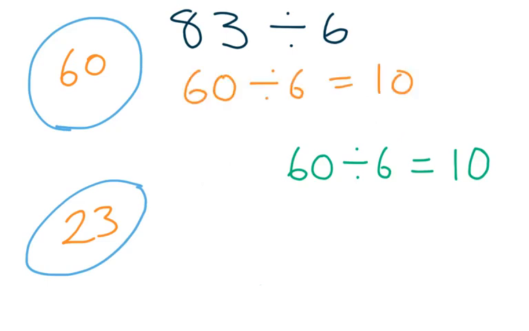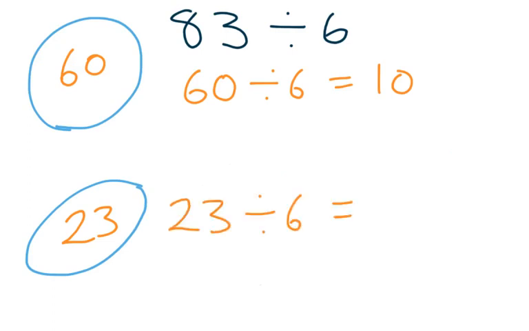Now, no surprises here. 60 divided by 6 is 10. We know this because that's why we chose to break off 60 or make a split number of 60. And then we now need to do 23 divided by 6. Possibly not as easy, but it's such a small number. We should know our 6 times tables.